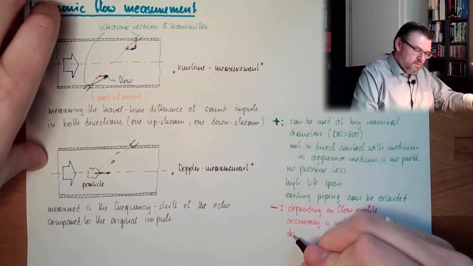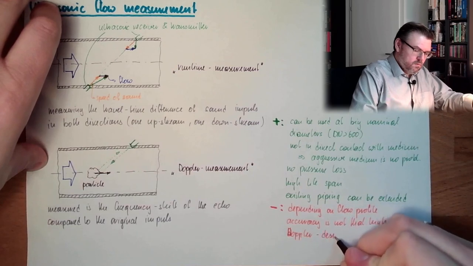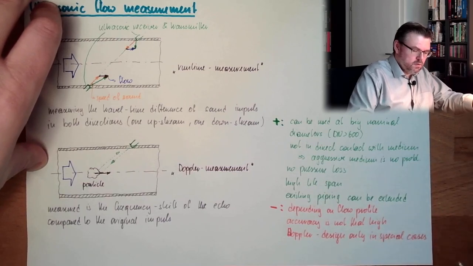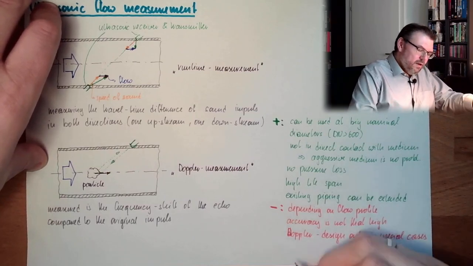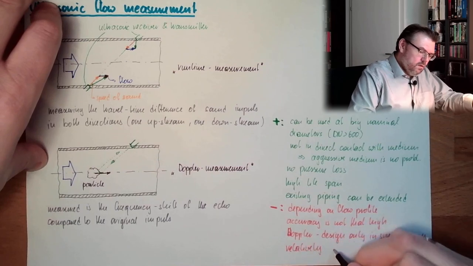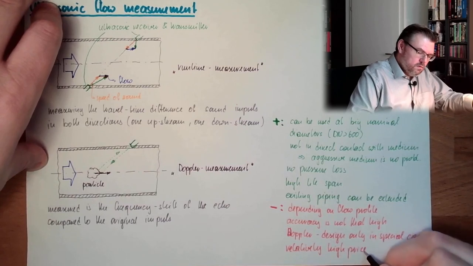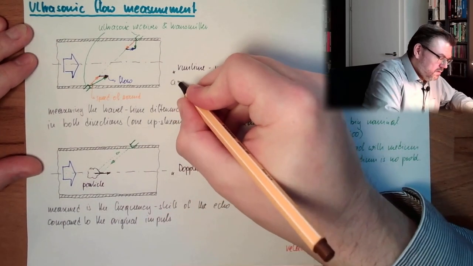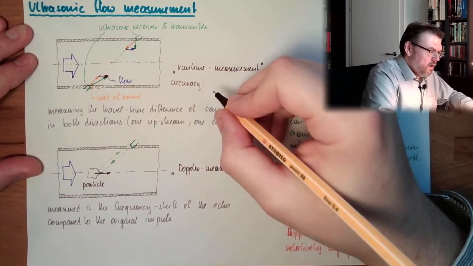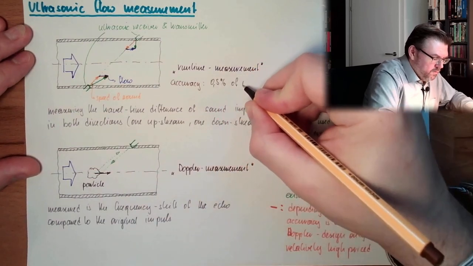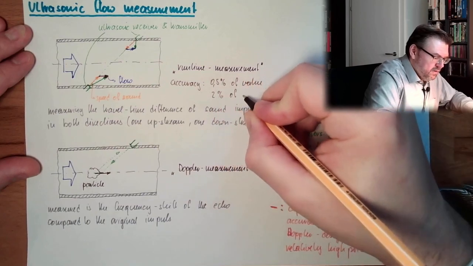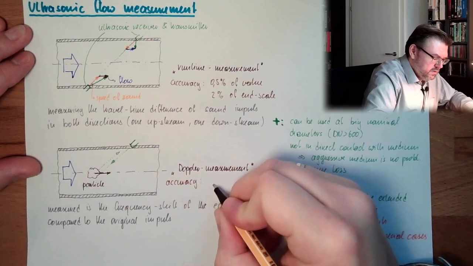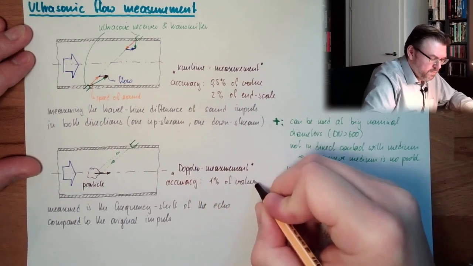Doppler design only in special cases. Like I said, we need dirt and so on. And it's relatively high priced. As the accuracy is not that high, here we have around 0.5% of value, 2% of end scale. Here we are even a little bit worse. So we have 1% of value, 2% of end scale.